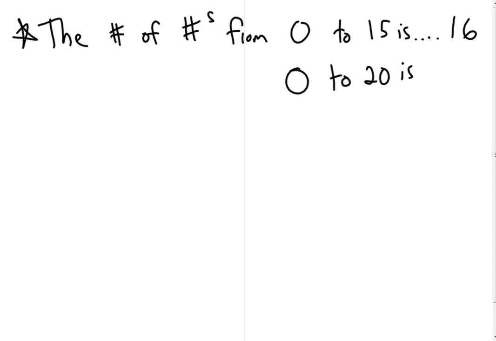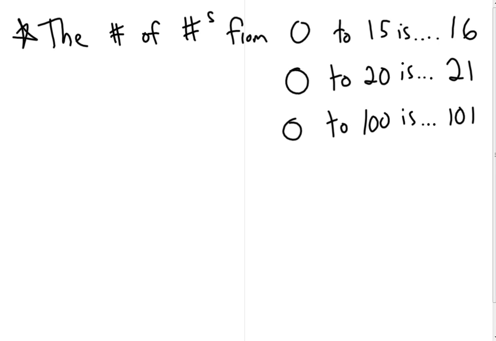The next item we need to discuss, just to get this knocked out of the way, is the number of numbers. How many numbers are there from 0 to 20, including 0 and including 20? The answer is 21. That's right, because you have to include 0.